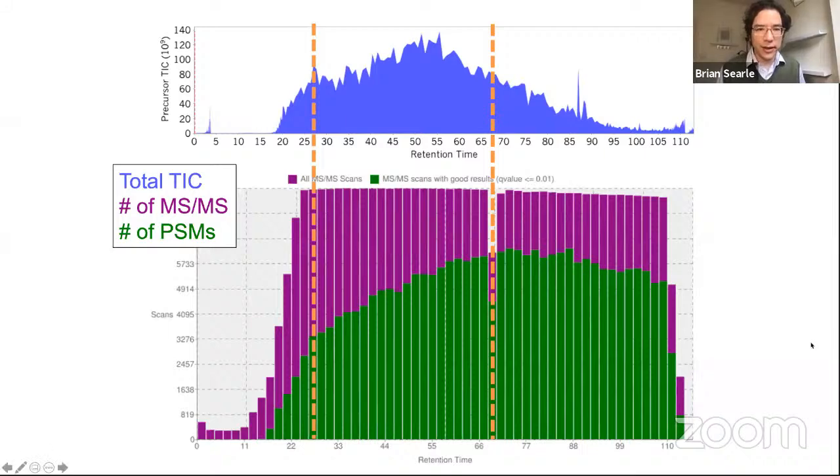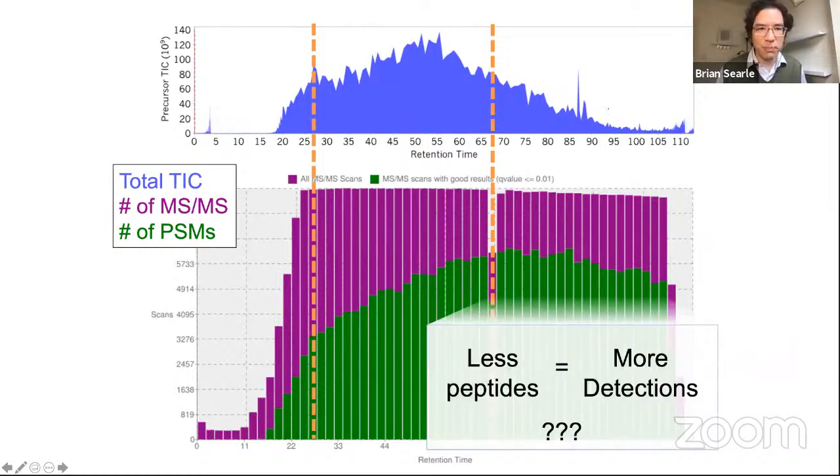So one of the things that you can see that's really interesting here is that as you get into a sparser part of the gradient, where you're seeing fewer and fewer actual peptide signals from the TIC trace, we actually identify a higher percentage of peptides as PSMs. So the green bars are higher than in that early section where you've got lots and lots of peptides based off of the amount of TIC signal there.